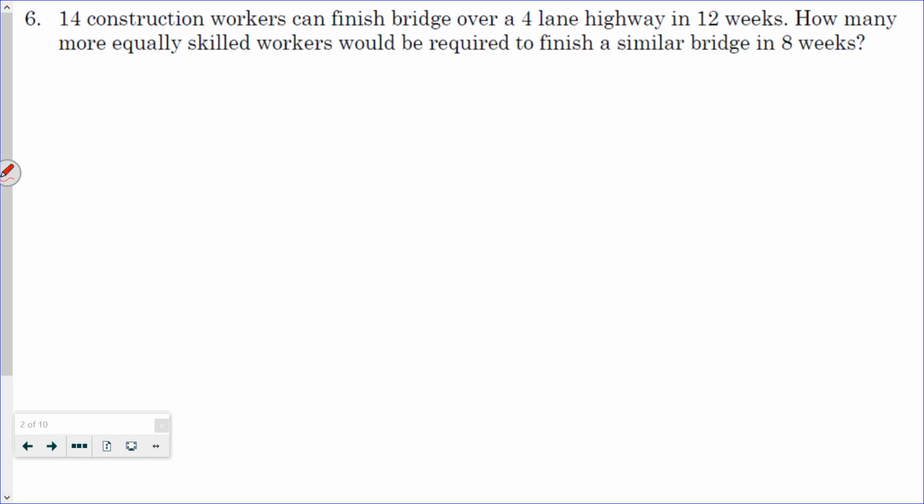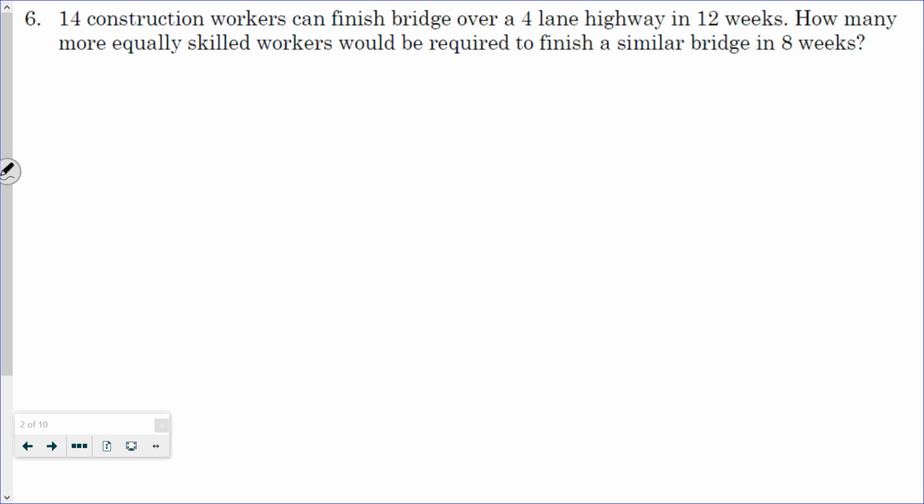Next, we're going on to number 6. On this problem, I'm told 14 construction workers can finish a bridge over a 4-lane highway in 12 weeks. How many more equally skilled workers will be required to finish a similar bridge in 8 weeks? So I have a few numbers going on here. I've got 14 construction workers, a 4-lane highway, 12 weeks.